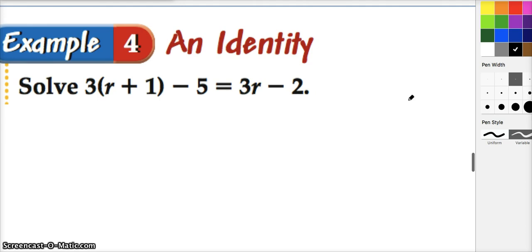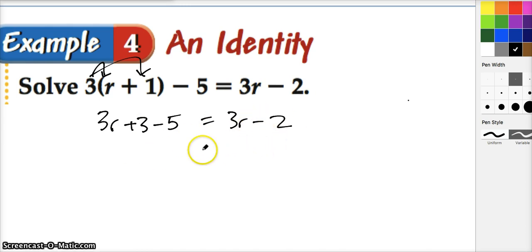Here's a situation where we have an identity. We're going to simplify both sides of the equation by distributing 3 throughout. So we get 3r plus 3 minus 5 is equal to 3r minus 2. And then we keep going. We simplify this side first, before we start. So 3 minus 5 is going to give me a negative 2. 3r minus 2 is indeed equal to 3r minus 2.